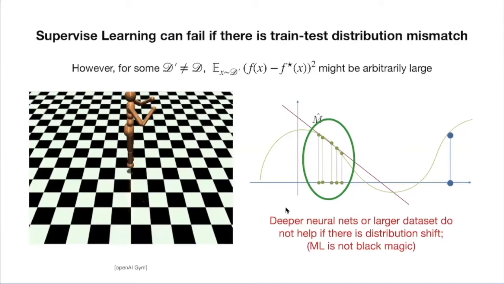Right, so this problem applies to any function approximation you use, no matter how deep your neural network is, no matter how big the data set is, right? In other words, there's no black magic in this. Everything is governed by the rules of math, statistics, and optimization. We don't have any information about what's going on outside of the training region, so there's no hope that we can predict it well.